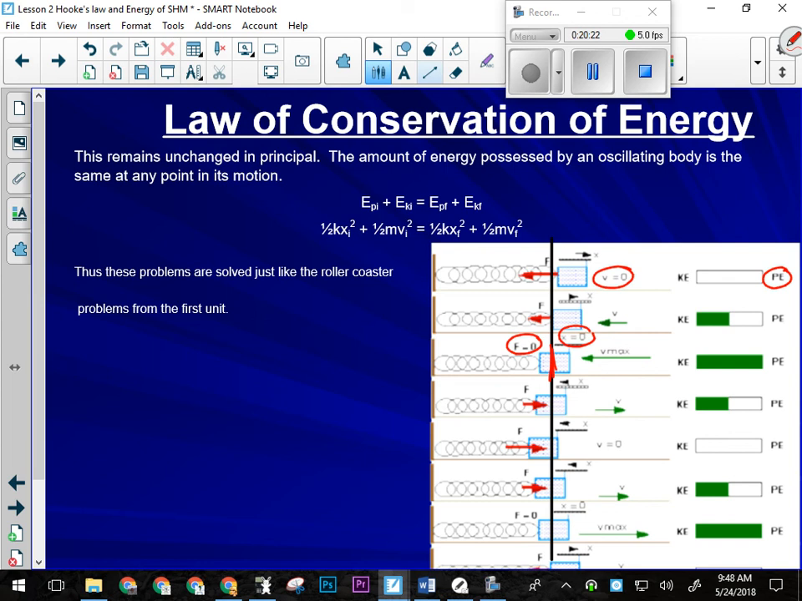So this is going to set up just like our roller coaster problems from Unit 2. The only difference is now instead of having gravitational potential energy, this is now going to be elastic potential energy. Everything else about these problems is exactly the same. We manipulate for, instead of a height, a displacement from equilibrium. We manipulate for a speed in the same way we did before. So it's still EI equals EF, just different kind of energy.